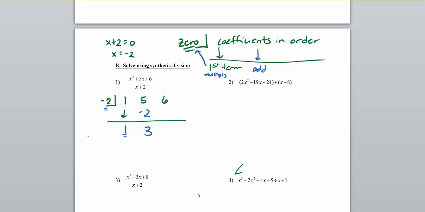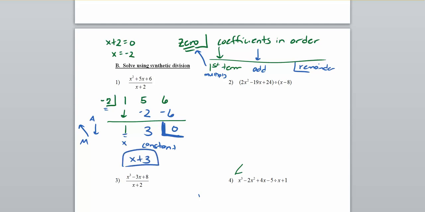I'm going to do the same thing again. I'm going to multiply diagonally, so 3 times negative 2 is negative 6, and then I'm going to add vertically. Negative 6 plus 6 would be 0. Go ahead and box off this last number. This last number is always going to be your remainder. This is your remainder, and then we work backwards. This is going to be our constant term, and this is going to be our x term. So my answer is 1x plus 3, which is really just x plus 3.